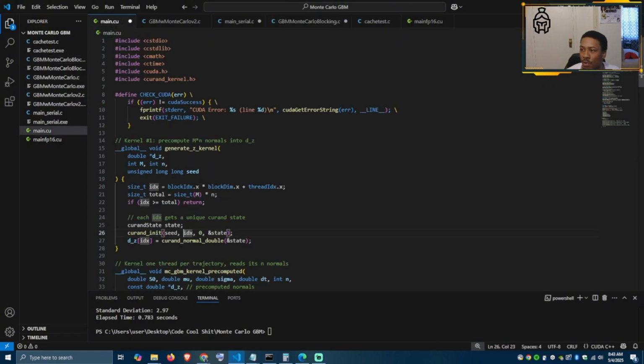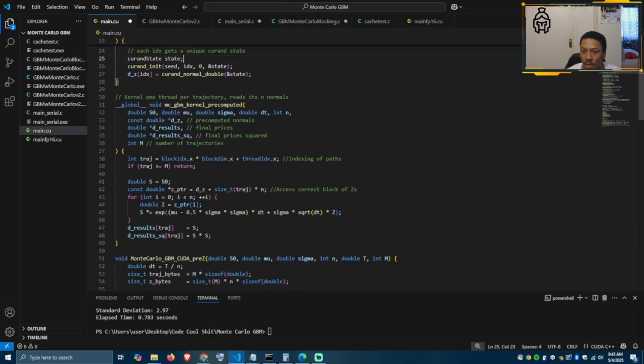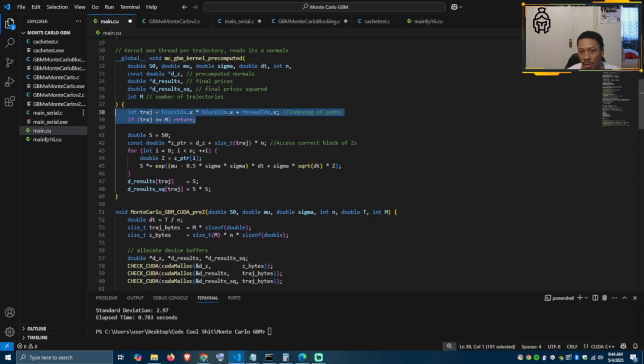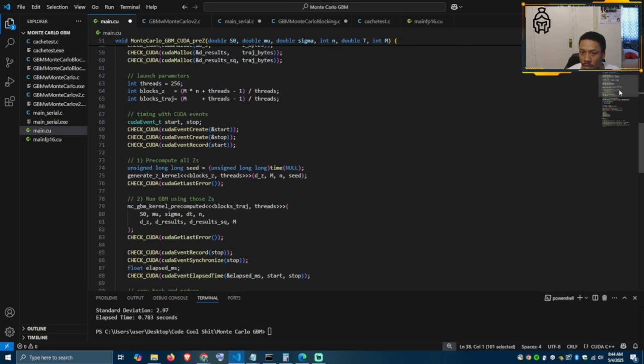Jumping over to the CUDA version is, again, not much different. Obviously, we have our device arrays for pre-computed Z normal values, our device results array, and our device squared values. Here handles our indexing of the path. So let me just jump, actually, make more sense.